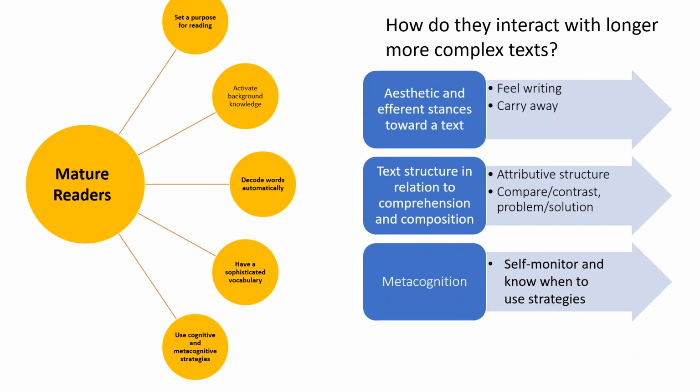They'll work with aesthetic and efferent stances towards the text. They'll use the text structure to their advantage, and they can recognize different structures like attributive structures where the author presents a main idea and an argument, or maybe a compare and contrast text. Lastly, metacognition is much more developed at this point, so they'll self-monitor and know when they need to go back and reread and when to use the different strategies that they've learned.